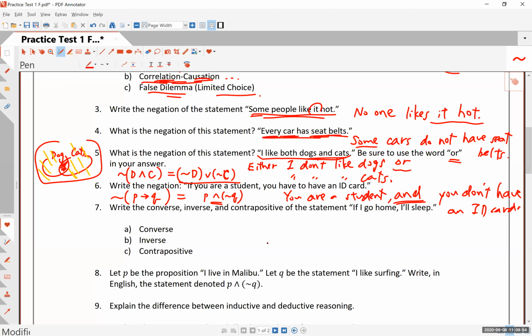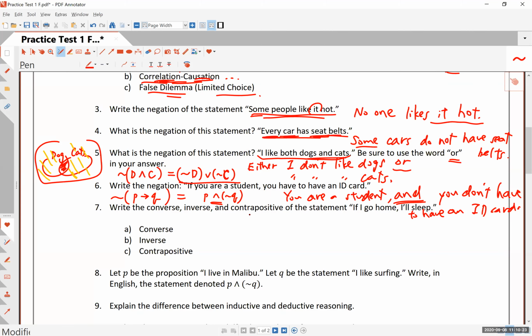So again, the negation of an if-then statement will not have the word if, but it must have the word and. Think about it, this is the opposite of what you said. If somebody says, if you're a student, you have to have an ID card, the opposite is, you are a student and you don't have to have an ID card. That would be the negation.